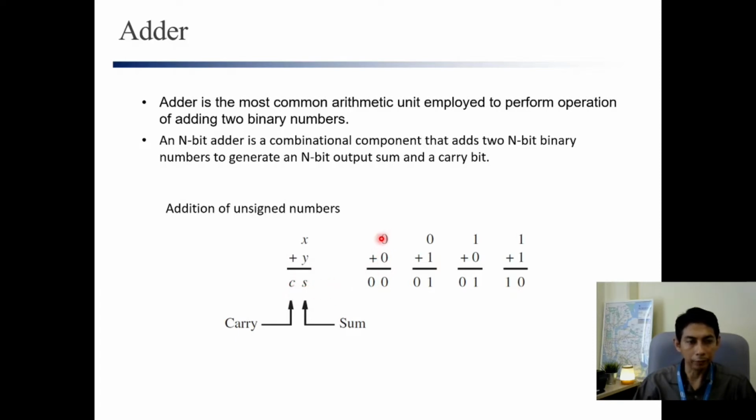So these are the 4 possibilities of the output, carry and sum. For example, if we add 0 and 0, of course the sum is 0 and we don't have a carry. If we add 0 and 1, of course we have sum equal to 1 and no carry, and the same for 1 plus 0. And if we add 1 plus 1, the sum is 0 and the carry is equal to 1. So these are the 4 possibilities of 1 bit addition.